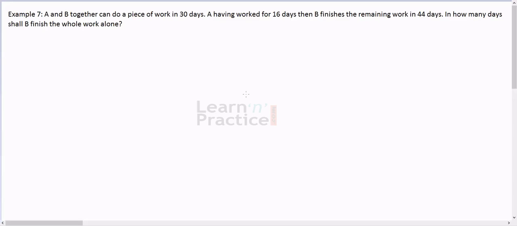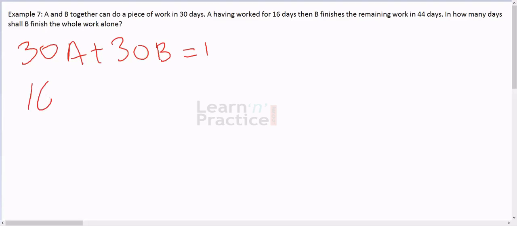Okay. So if A and B work together, they can complete the work in 30 days, right? So we can write it as 30A plus 30B, and they will complete the work, one amount of work. But in reality, A worked for 16 days and then B finishes the remaining work in 44 days. So the new equation from the second statement would be A worked for 16 days and B worked for 44 days, and then they have completed the work.